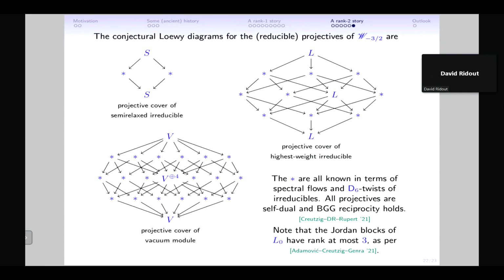And the same thing for the vacuum module. You have the head here. You actually have 4 copies down here. You're kind of spoiled for choice. And then you have the socle as well. So rank 3 Jordan blocks.